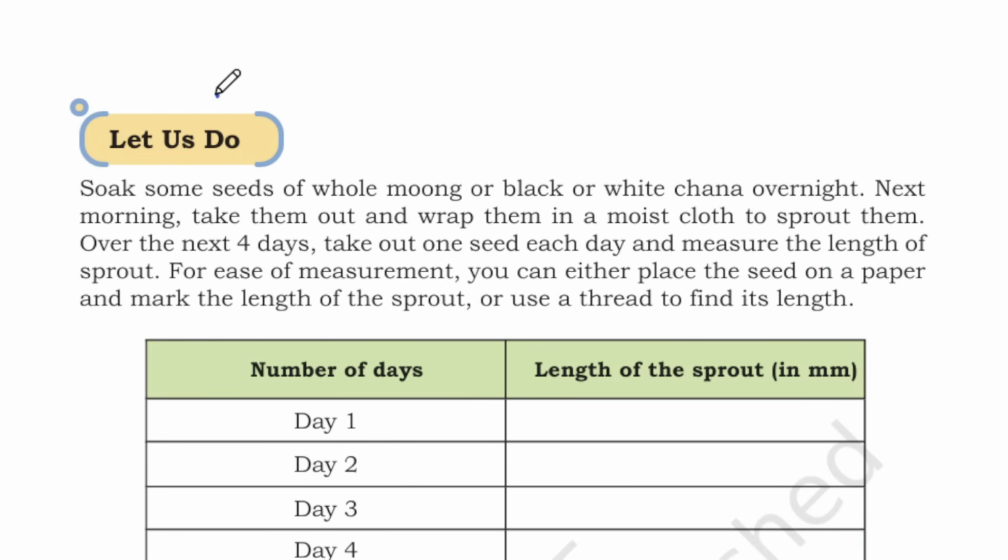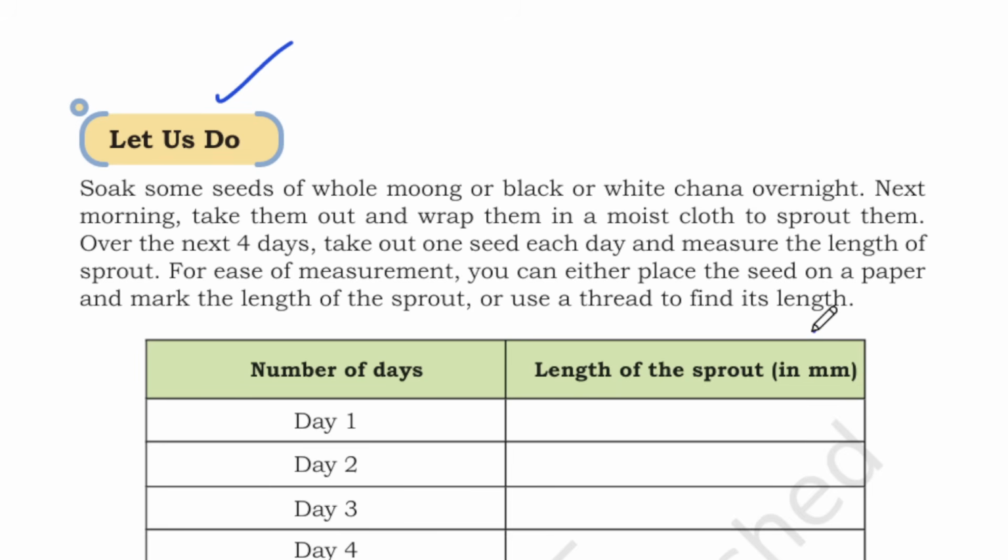This one is an activity. Soak some seeds of whole moong or black or white chana overnight. Next morning, take them out and wrap them in a moist cloth to sprout them. Over the next 4 days, take out one seed each day and measure the length of the sprout. For easy measurement, you can either place the seed on a paper and mark the length of the sprout or use a thread to find it.